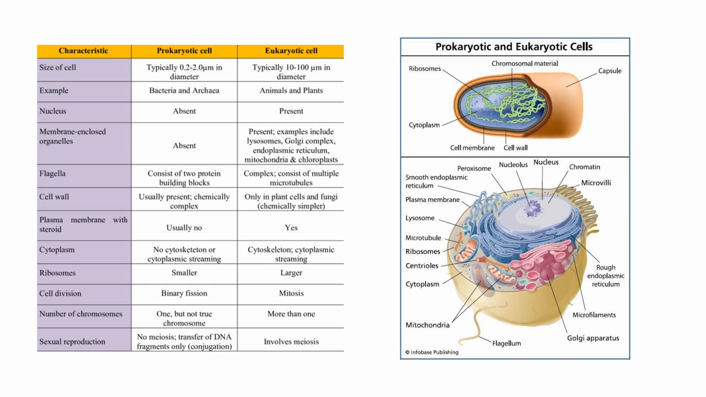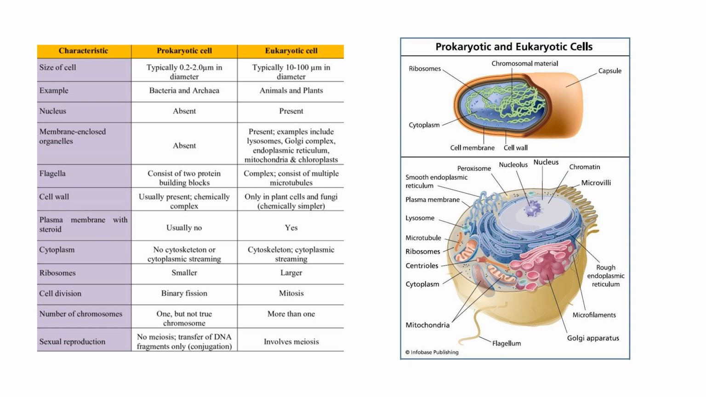So let's start. From the size of the cell, the eukaryotic cell is a larger cell than the prokaryotic cell. The prokaryotic cell is 0.2 to 2.0 micrometers in diameter, while a typical eukaryotic cell can range from 10 to 100 micrometers in diameter. The examples of these: all the bacteria and archaebacteria are prokaryotic cells, and the eukaryotic cells are the plants, animals, fungi and all other things.